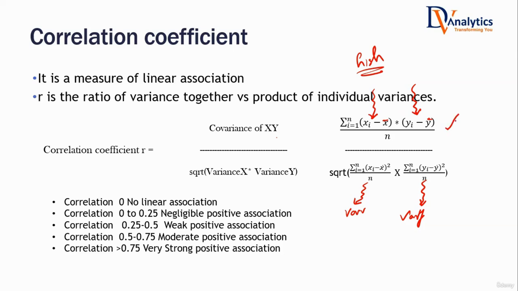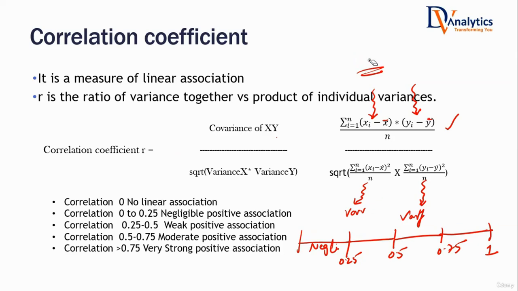So in the numerator, you have covariance of xy. In the denominator, you have square root of variance of x into variance of y. That is known as correlation coefficient. So you calculate a correlation coefficient. If the calculated value of correlation coefficient comes out to be 0 to 0.25, then you will say there is a negligible association. If it is 0.25 to 0.5, then you will say weak association. 0.5 to 0.75, moderate association. 0.75 or above, then only you will say, yes, these two variables are very strongly positively associated.